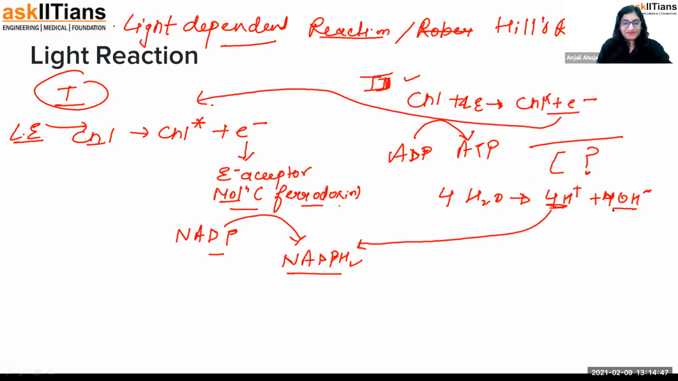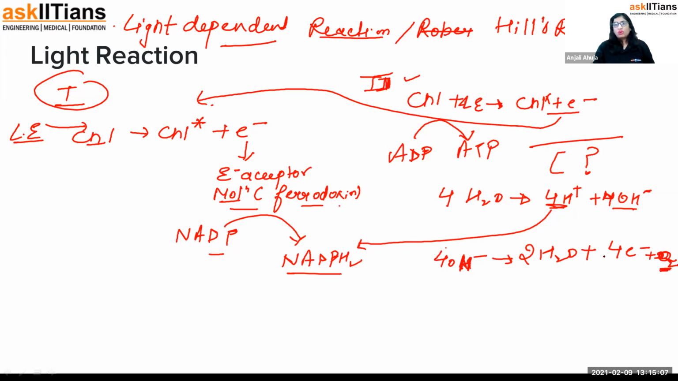Now these 4 OH negative further form 2 molecules of H2O plus 4 electrons, and of course an oxygen molecule. Guys, listen to me: oxygen is formed by the end. So this 2H2O further joins the process of photolysis again, meaning it is a free water molecule that will join photolysis again. The 4 electrons fulfill the electron deficiency, and the oxygen goes back into the air.